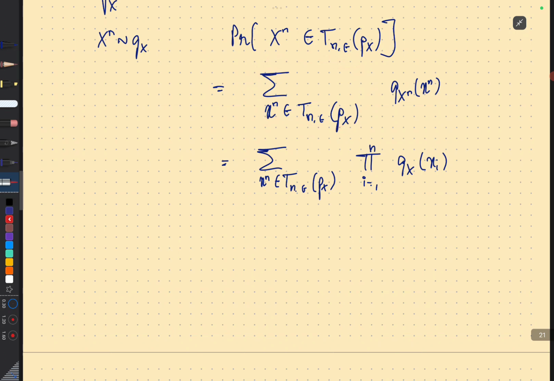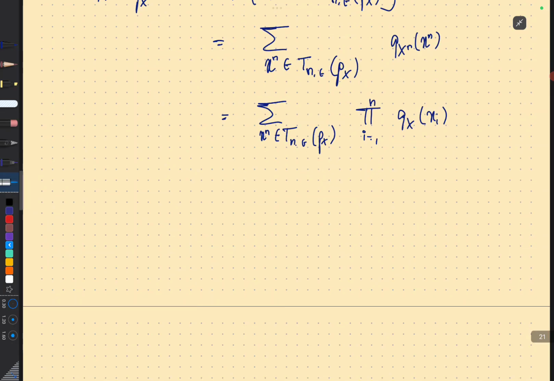The right way is, okay, let's look at this particular quantity. This is a product of n terms. It's qx of x1 times qx of x2 times qx of x3 times so on.